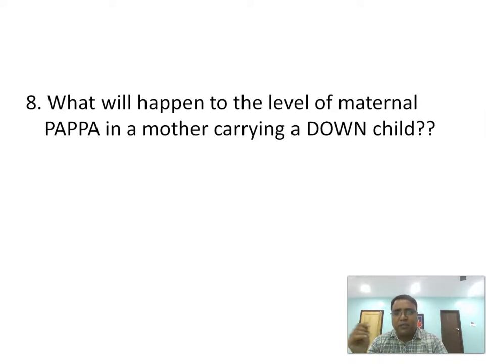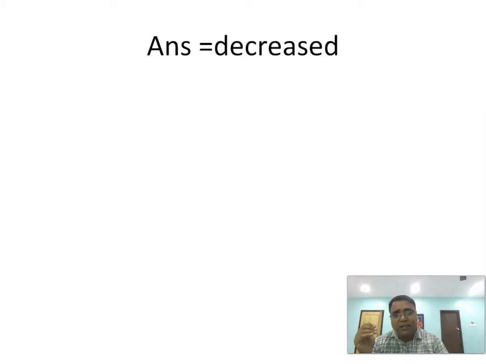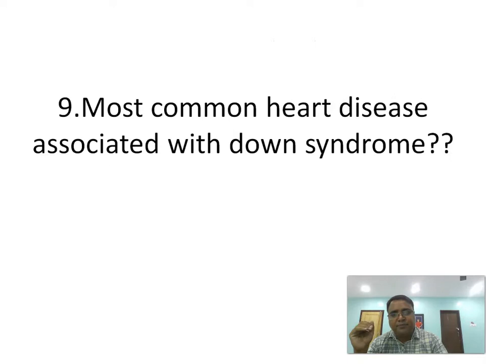So what will happen to the level of maternal PAPPA in a mother carrying a Down child? In the triple test, what did we get? Only HCG will be high. So what will happen to the PAPPA level, pregnancy associated plasma protein level? Will it increase or decrease? The answer is we will get a decreased level of PAPPA in the case of a Down child.